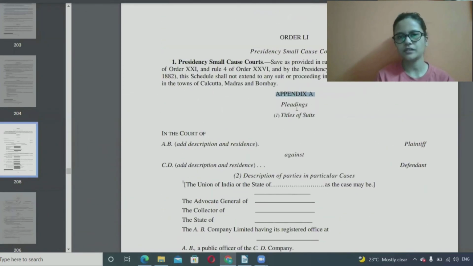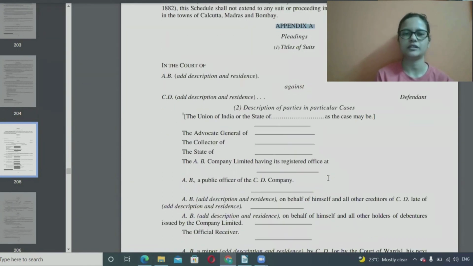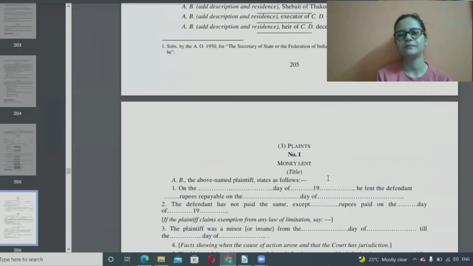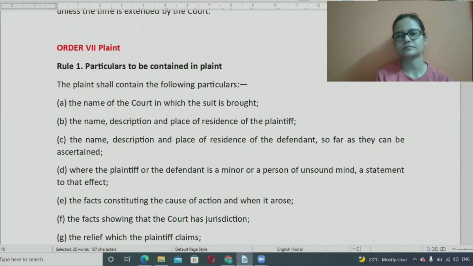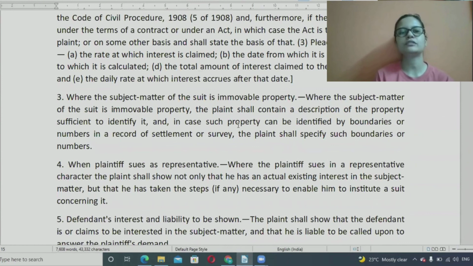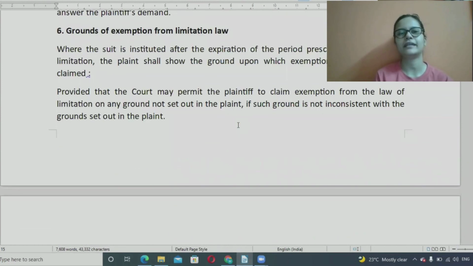So this is how it is. The court name will be mentioned, so and so party is the plaintiff. Whatever other details we have, age, residence, occupation, we would provide, versus so and so person. Then the description of the parties in the particular case, what has happened, everything will be given in detail. And just to ensure that these are filed in the same sort of format, these appendices or forms have also been provided.